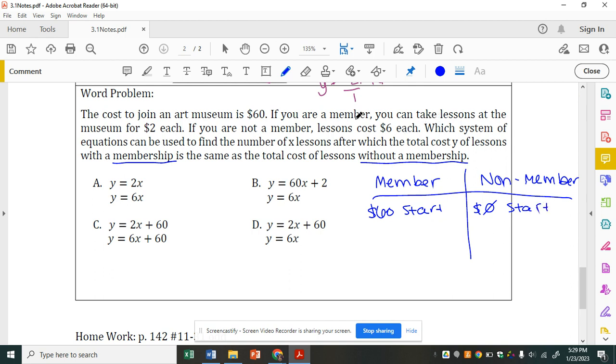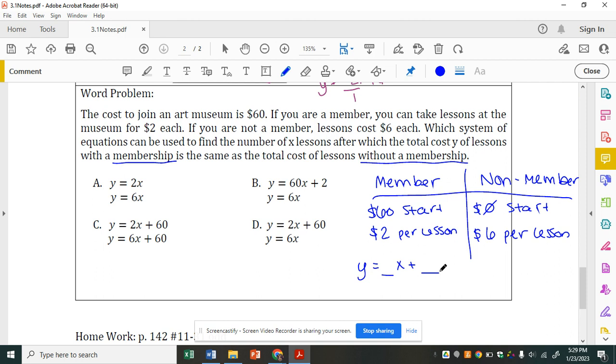Okay? If you're a member and you want to take lessons, you're only going to pay $2 per lesson. If you're not a member, meaning you never paid that $60, your lessons cost $6. So we want to write an equation in slope-intercept form that represents being a member of this art museum and being a non-member of this art museum. Okay? So I know I have y equals mx plus b, right? So really, I'm plugging in something for m, and I'm plugging in something for b, right?